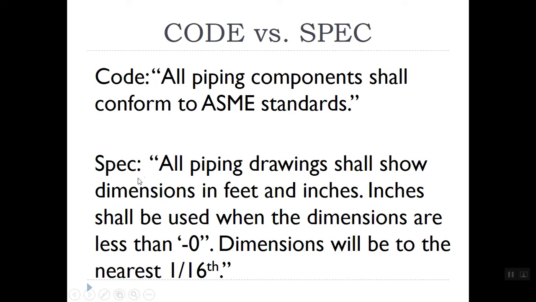Well, here's a spec. All piping drawings shall show dimensions in feet and inches. Inches shall be used when the dimensions are less than 1 foot. Dimensions will be to the nearest 16th of an inch. So this code applies to every single aspect of the project. It has to apply to ASME standards, whereas this is telling us really specifically when we dimension drawings, what units we're using, and how precise they need to be.